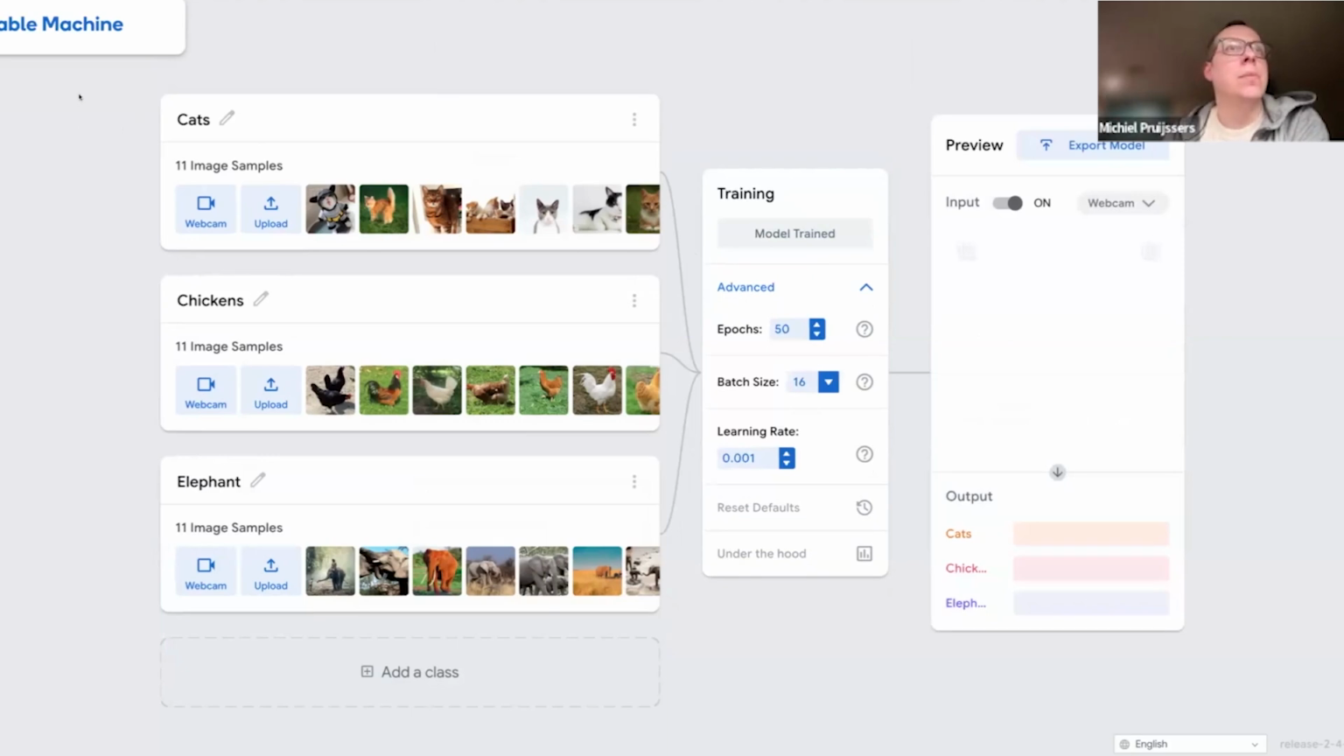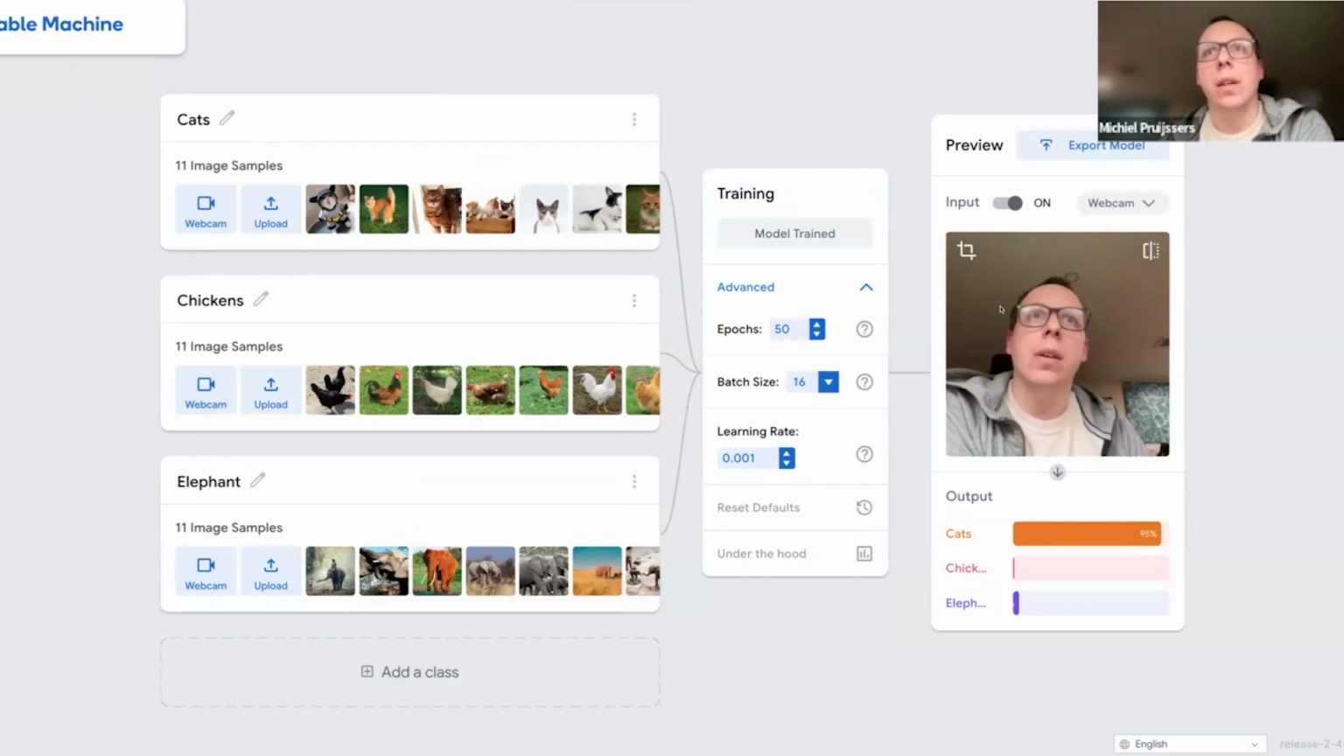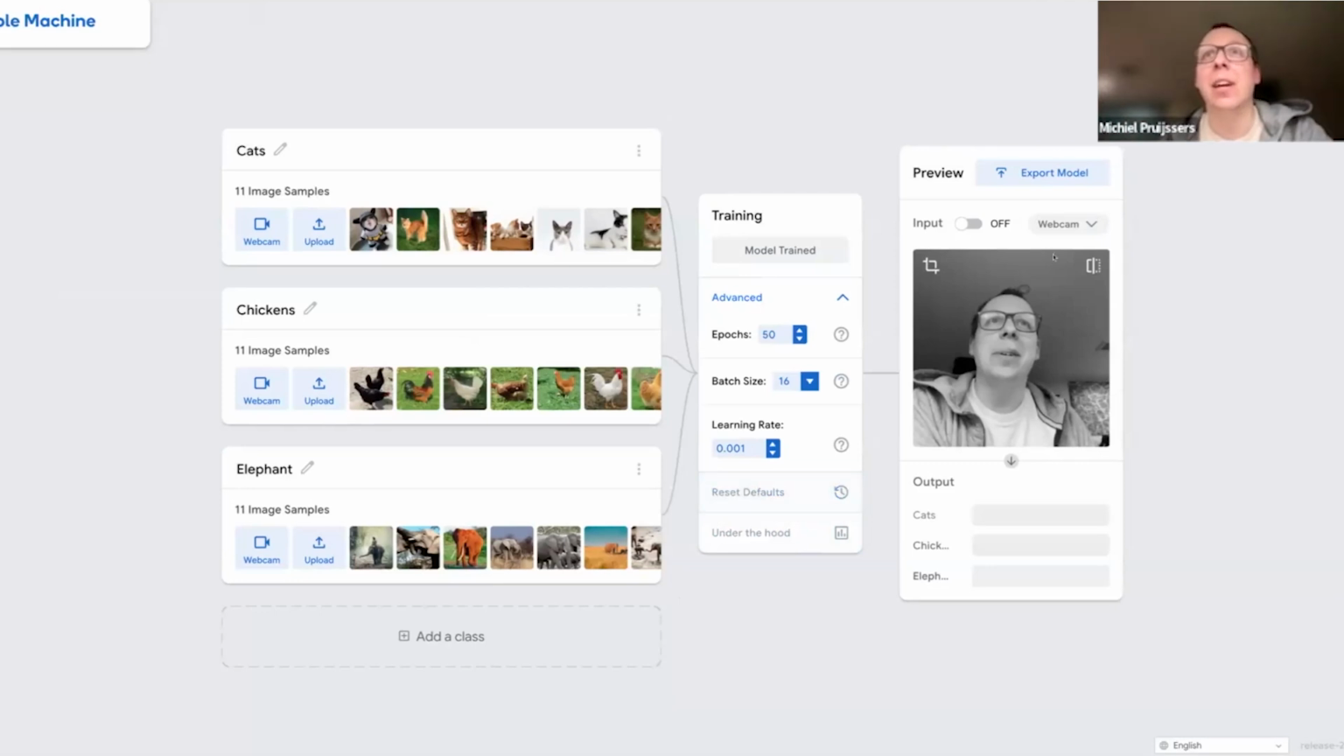Cool. We're not going to use a camera, but I think that would be fun for once. Okay, nice. So apparently I look more like a cat than a chicken. That's an interesting thing. It thinks it is nearly always correct. And this also shows something else.